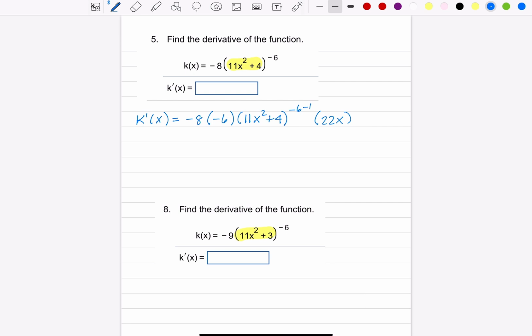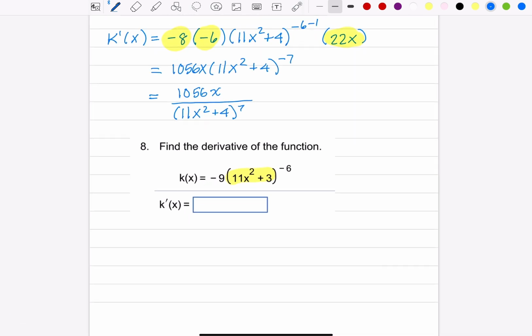Now what you're going to do is go ahead and multiply out all these monomials, negative 8, negative 6, and 22x. And that's going to come out to 1056x. And then when we simplify our exponent, 11x squared plus 4 to the negative 7. And just a little bit better answer would be to get rid of your negative exponent. And that means you take that base, 11x squared plus 4 to the 7th, to the denominator.